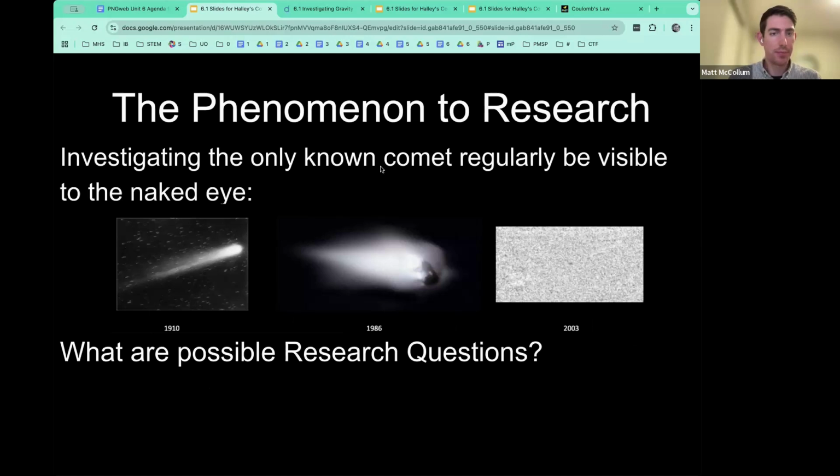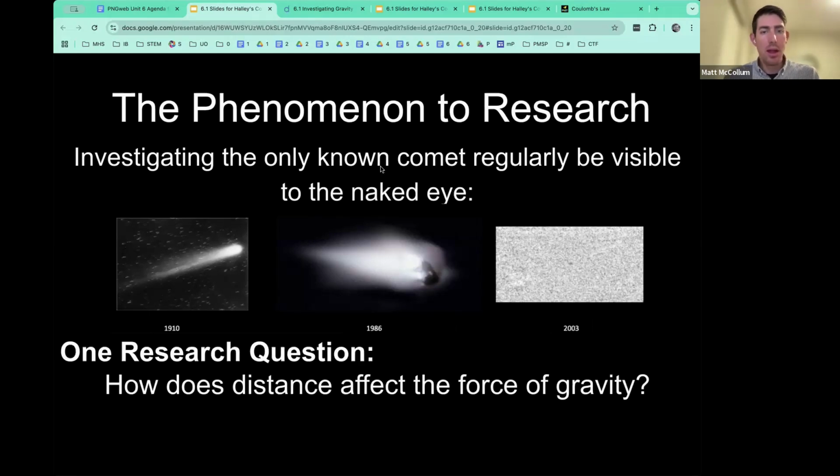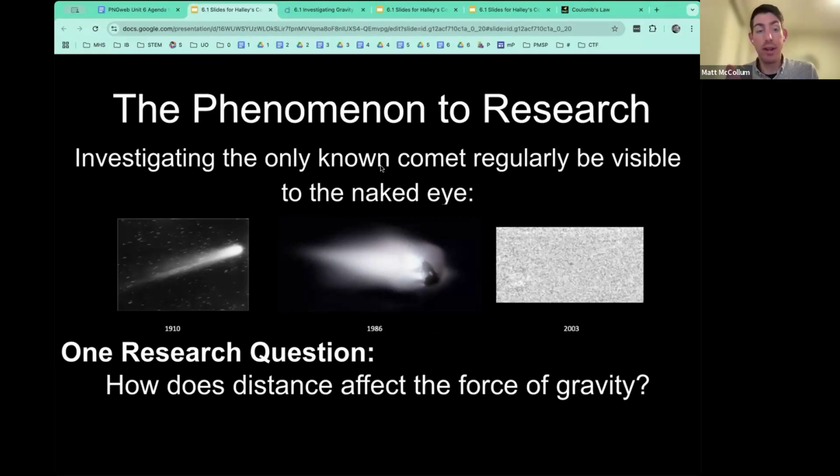If you could go back to the slides and flip forward a couple, just to the research question. Our research question: how does the distance of the comet affect the force of gravity that's there? So we're looking at the comet at various distances and seeing the force of gravity at those different spots, looking at these three different pictures as it's been traveling through space at different distances.